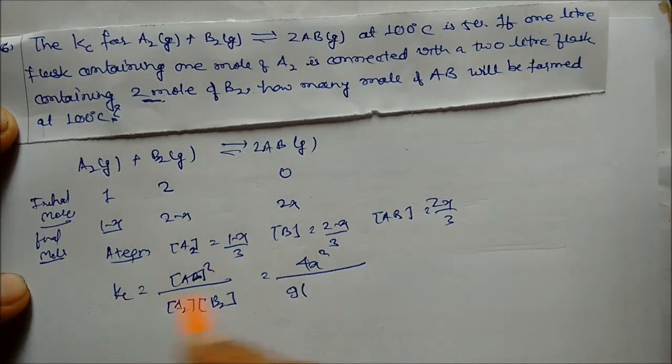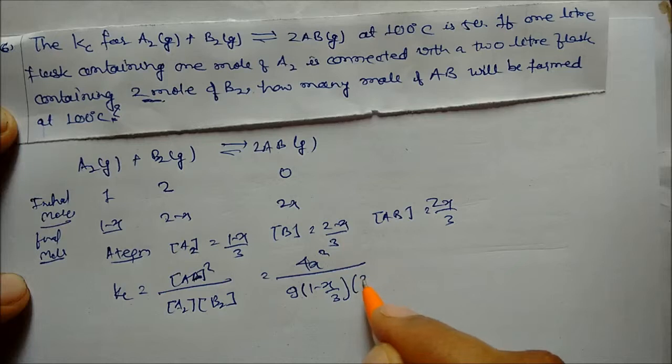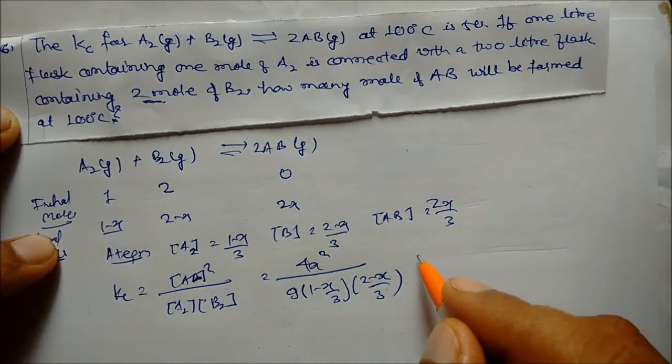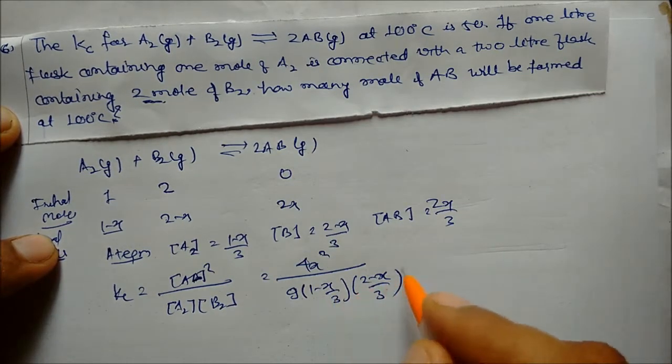so why 9? Because A2 is given here as (1 minus x)/3, multiplied by (2 minus x)/3. Okay, so B is given, A is given. So this is 3, so 3 into 3, 9. So we have to multiply by 9. On solving, and Kc is given as 50.